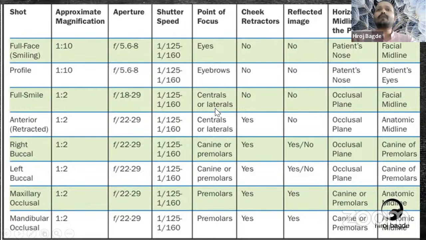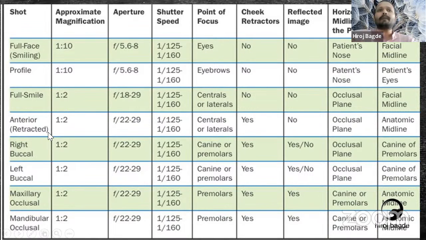Then comes the point of focus. Very important point. Whenever we are taking a full face smiling image, the eye should be in focus. Inside the camera we have something called focus points, so the focus point has to be fixed on the eyes of the patient, so that the area bilaterally away from the eyes will be in focus by use of these settings.